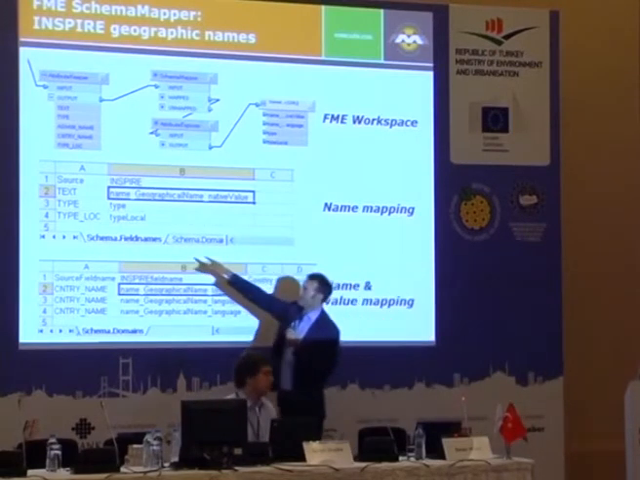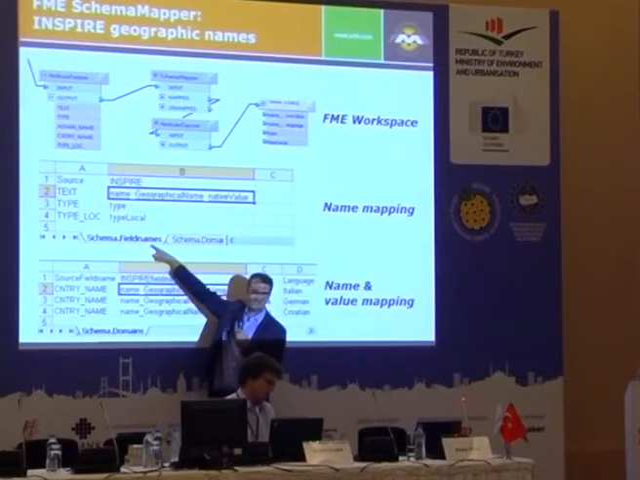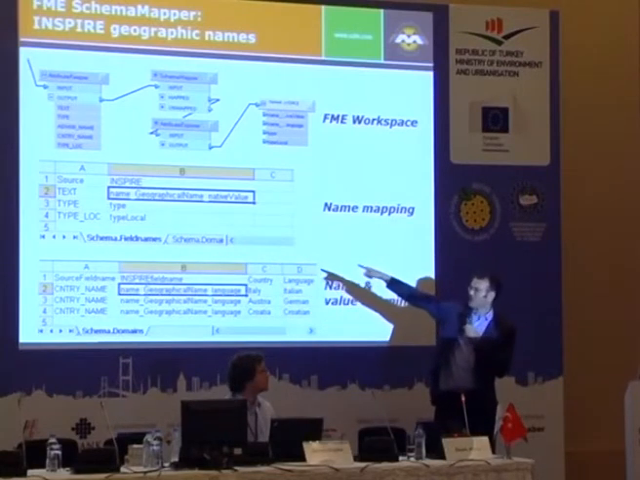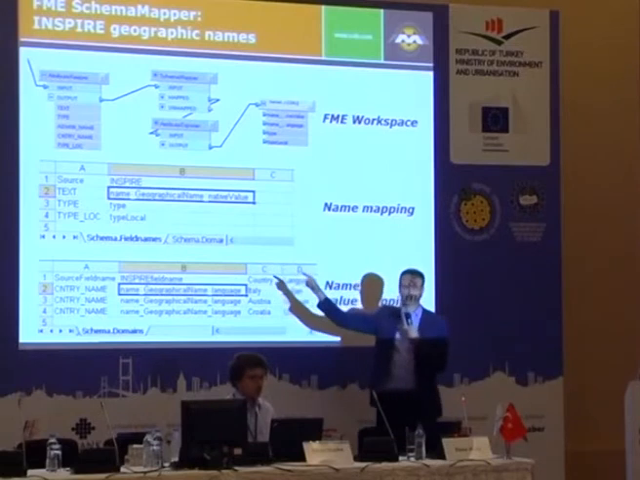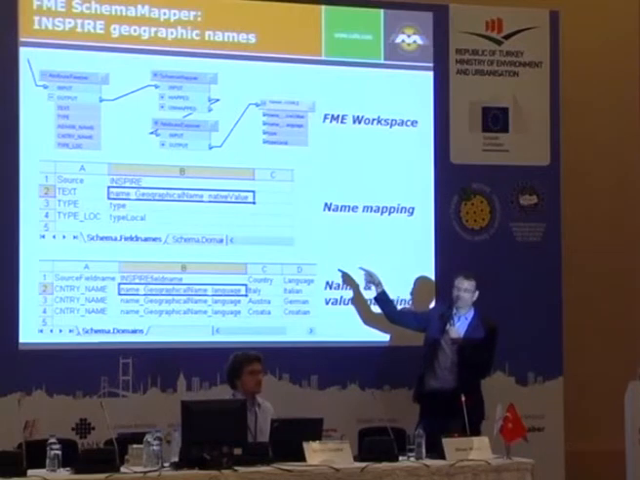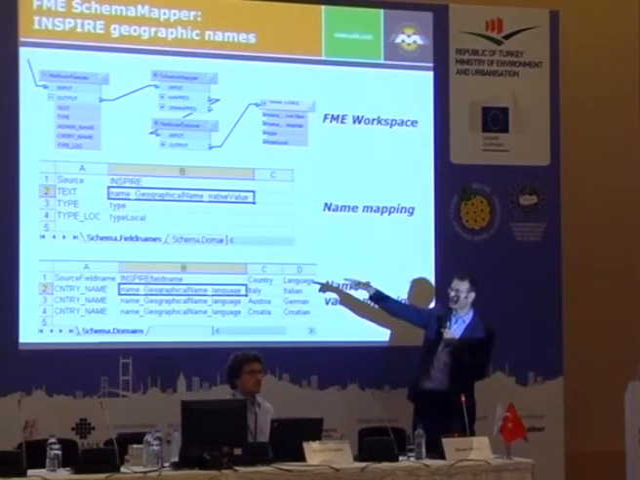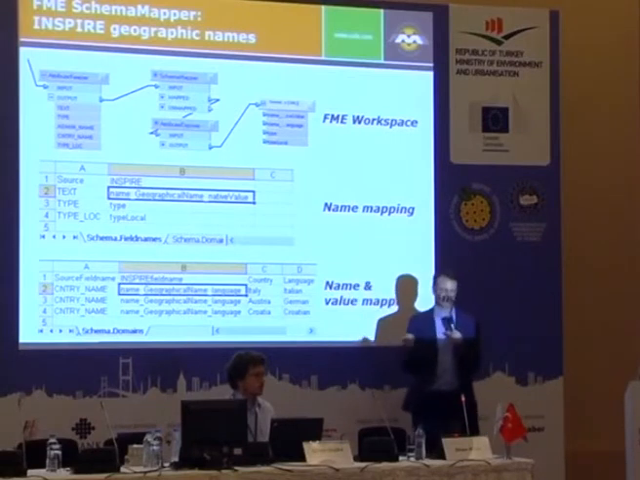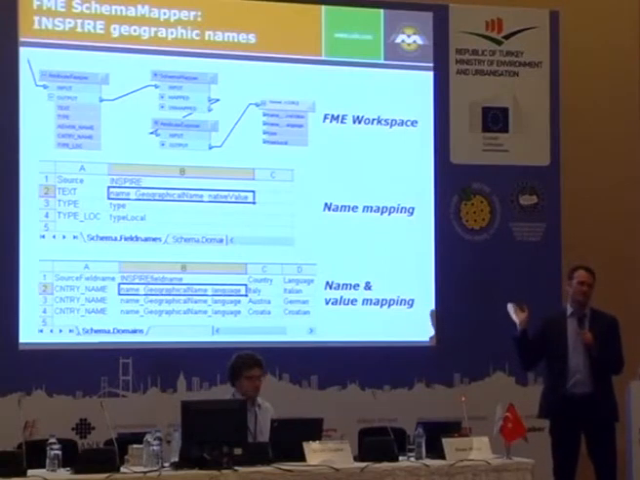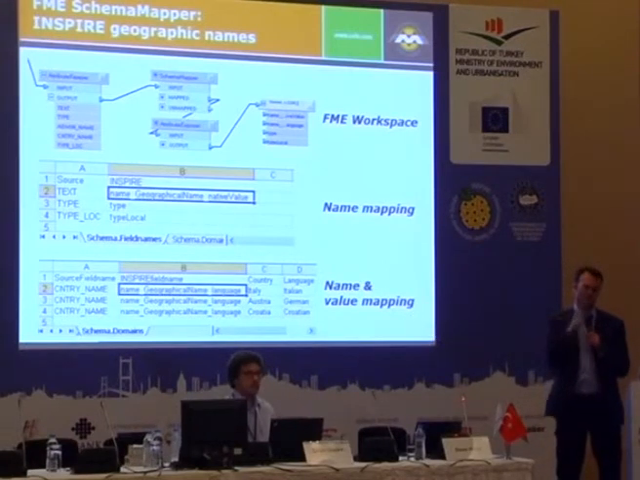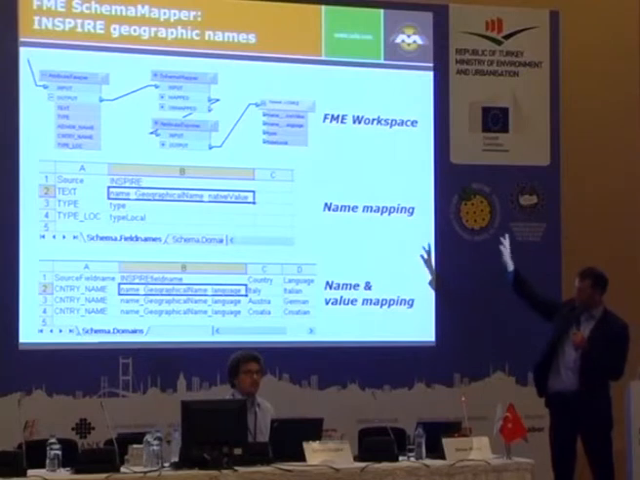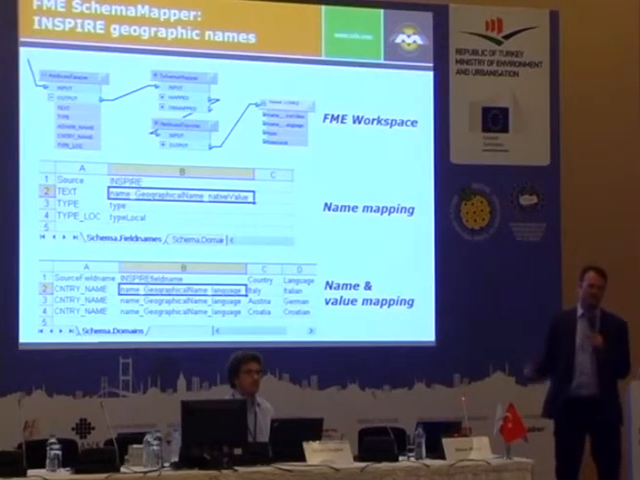So in this spreadsheet tab, where it says schema.fieldnames, we're mapping geographic names. So there's a source shape file with text, type, and type location. And we map text to name, geographic name, native value. And we map type to lowercase type and type loc to type local. And the nice thing about this approach is that you can actually give the spreadsheet to the domain experts. They can fill in the schema mapping, and they don't have to learn a new tool. They just enter the values, and the software figures it out.